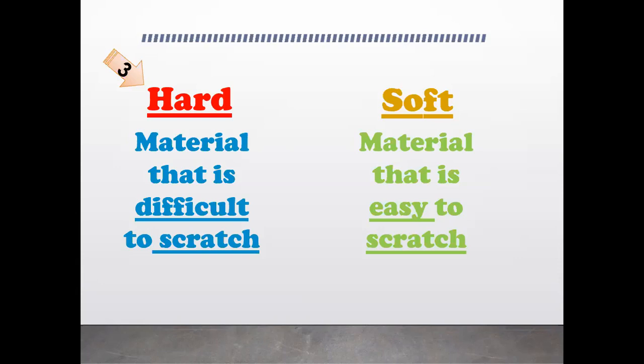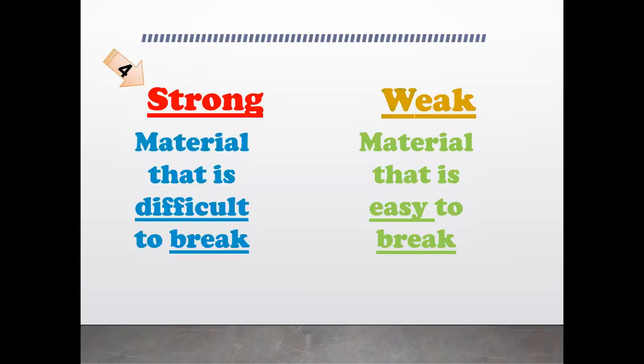And this is the third property. Hard is difficult to scratch and soft is easy to scratch. Then comes the fourth property, which is strong and weak. Okay, what does it mean by strong material? Strong material means that it is difficult to break it.